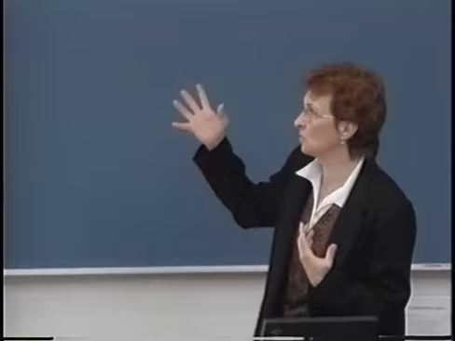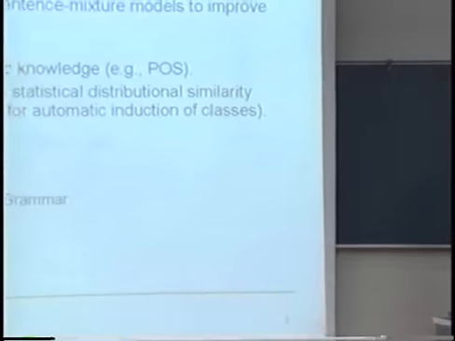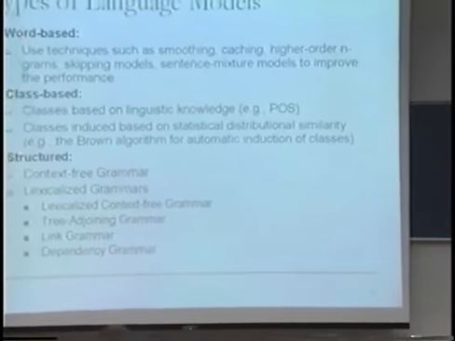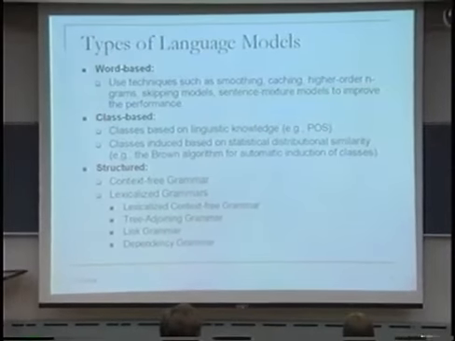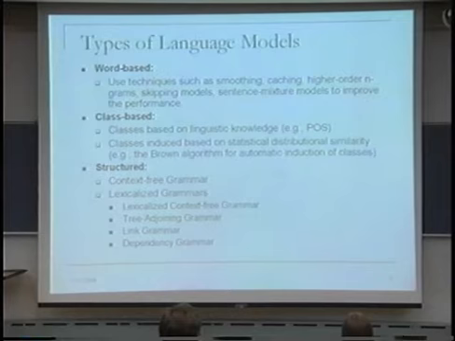Class-based language models certainly have been investigated, and there are essentially 2 types, one based on some sort of linguistic knowledge, so part of speech tag language models is one example, or you could induce classes based on statistical distributional similarity using something like the Brown algorithm.